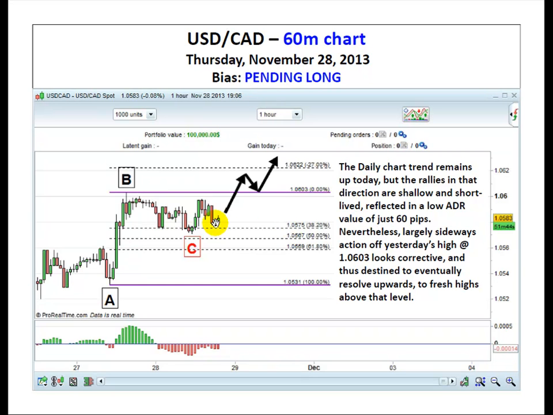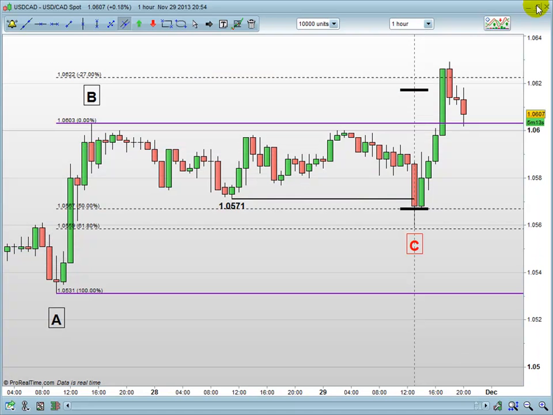Okay, in other words, can we see evidence of the corrective bottom forming ahead of news, which would fuel a rally, yes or no? And I'm going to try and reference that really quickly as we pull up the hourly chart.